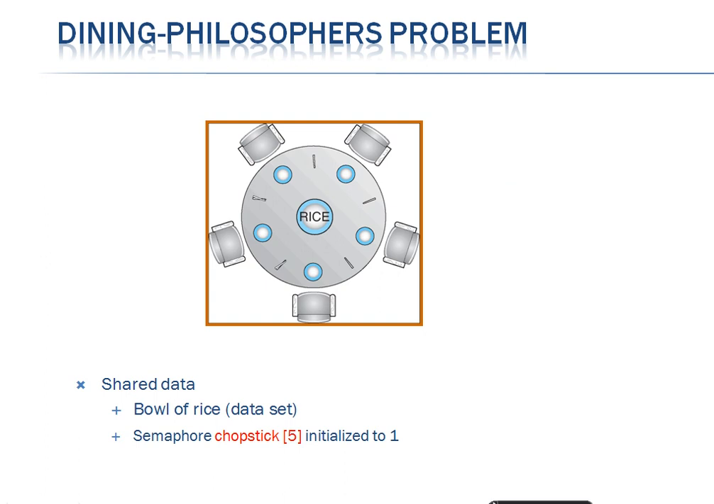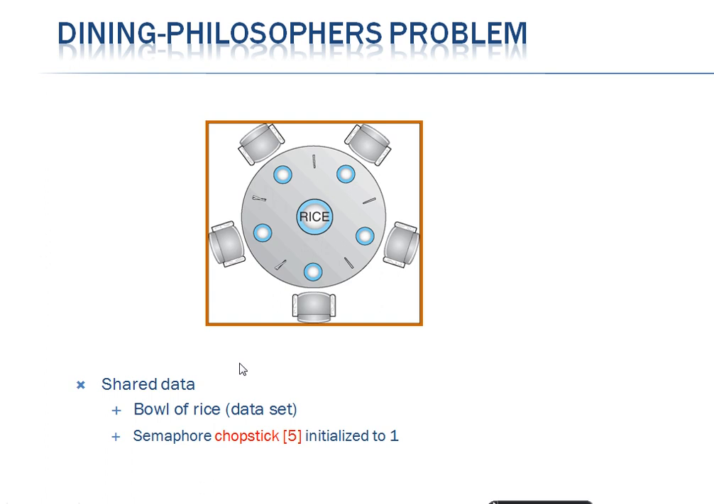Now the next problem here is the dining philosophers problem. Here you have a diagram in front of you, which shows the philosophers sitting around a round table, dining. Each one of the philosophers has a bowl of rice and chopsticks.